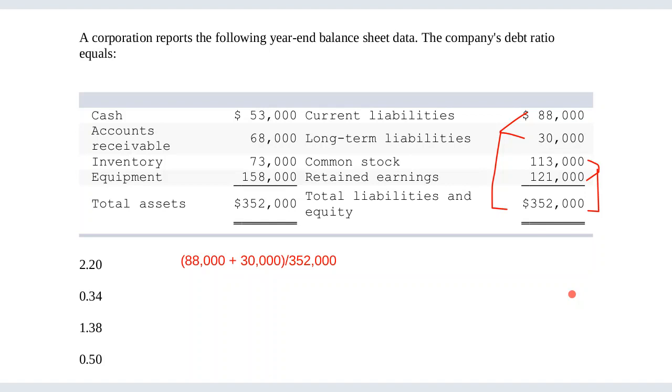Okay. And so what would be the answer in this case? Our ratio is, yes, 0.34. So 34% comes from debt, basically. Okay. And the rest is from capital and monies that the company was able to make from its operations.